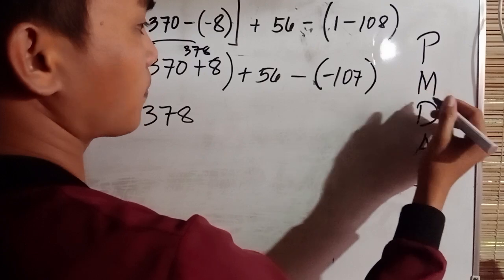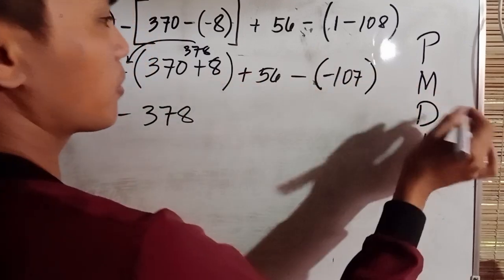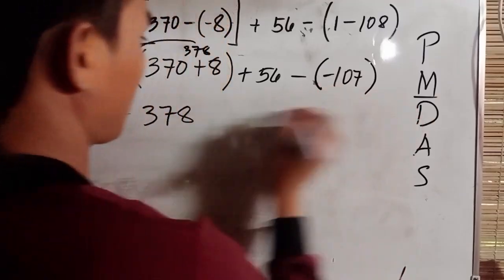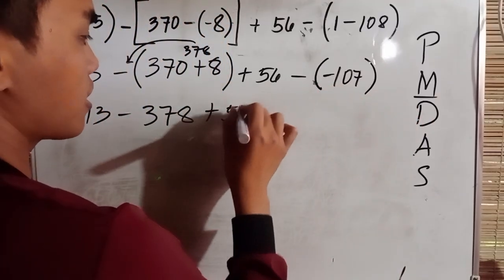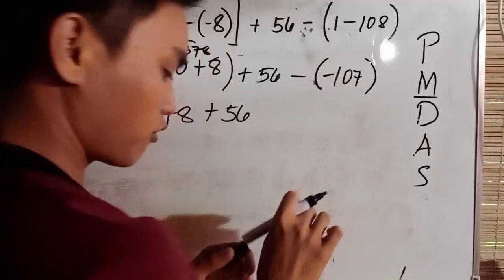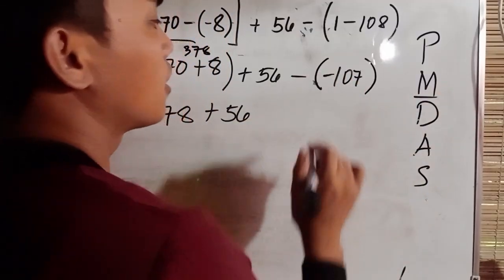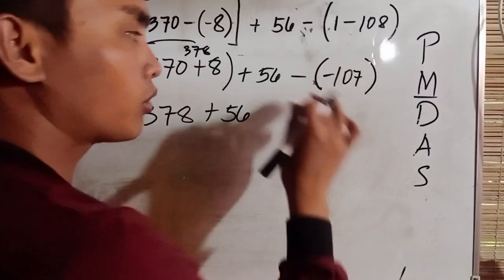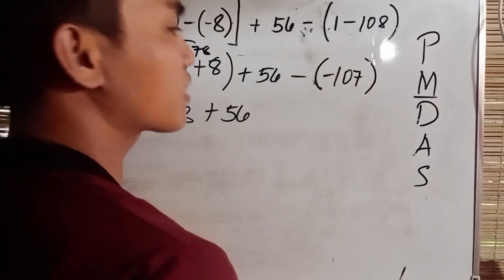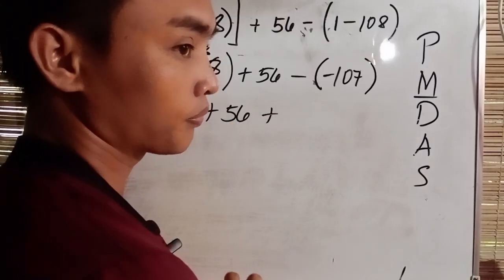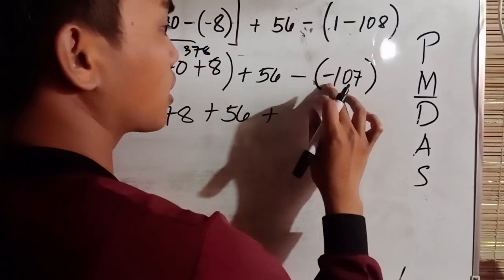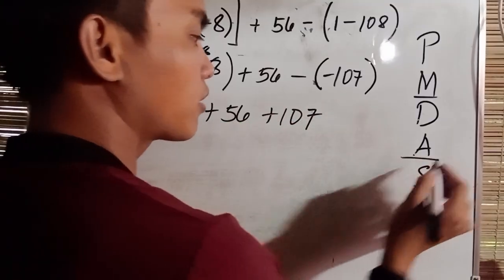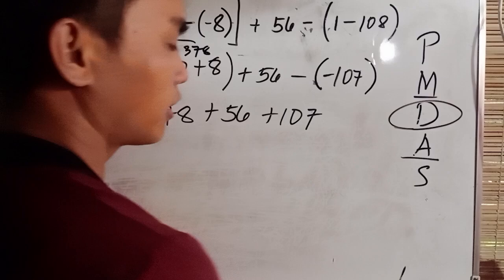Now, after we have removed the parentheses, we are using multiplication. This one also, we will use multiplication here. Now copy plus 56, and then of course we have to multiply again. We have to multiply negative by negative 107. As we all know, multiplying both negative numbers or negative signs will give us a positive number. So negative times negative 107 is positive 107. That's it. Now let's proceed with addition, since we don't have a division here.